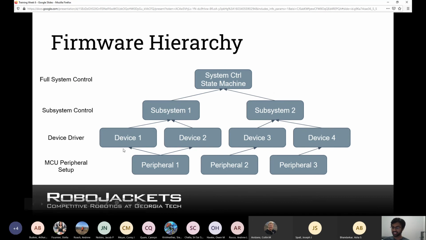So you can see that the steps kind of form a hierarchy here, where you have peripherals that are used to interact with devices. Each device makes up subsystems, and then the subsystems are all controlled by the full system state machine.